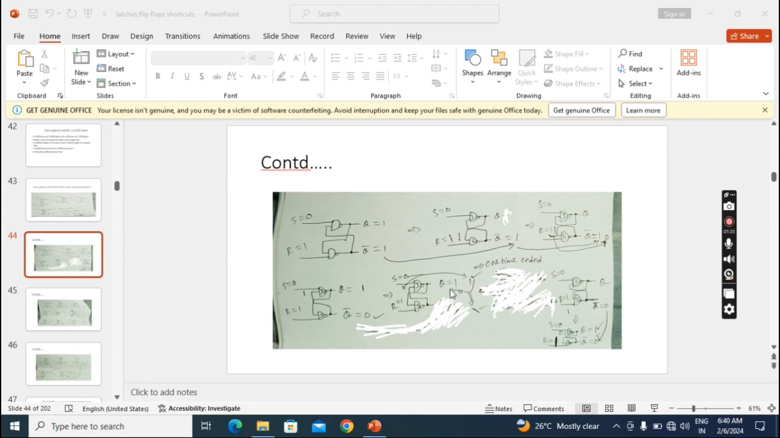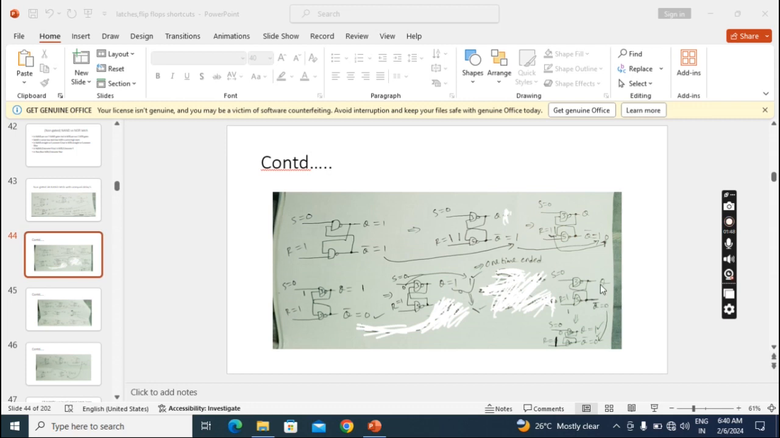Suppose now I feed back this 1 again to the below gate, I will get 0. So here I am getting Q 1, Q bar 0. But whether this output is stable or not, to know that I will feed back again.